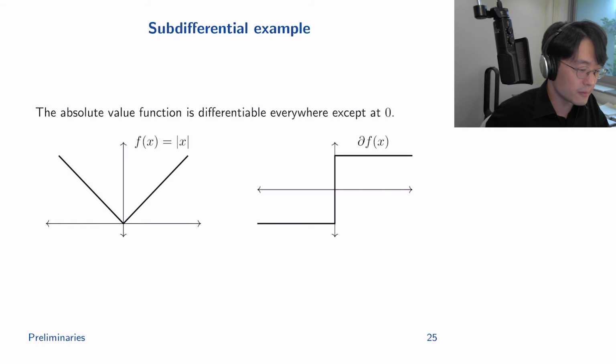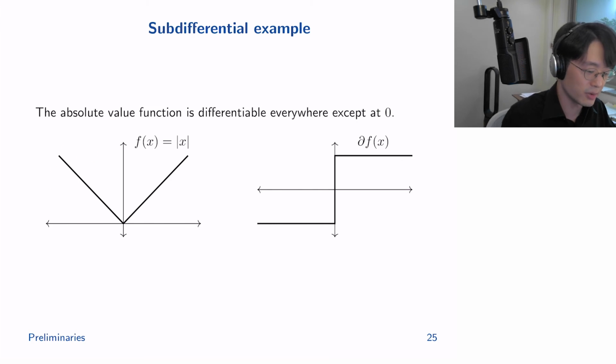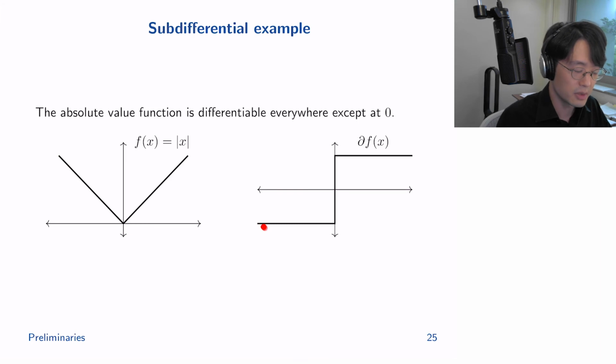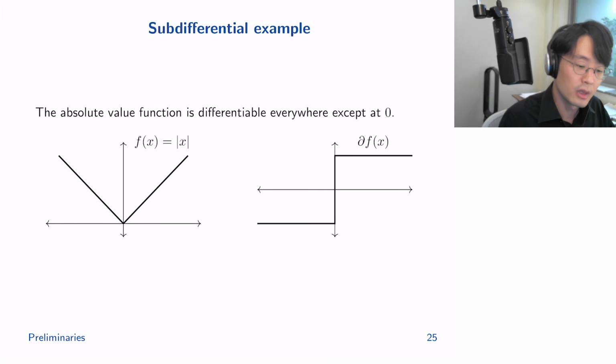So here is an example. The function f of x equals absolute value of x, in one dimension, is a CCP function, and it is differentiable everywhere except at this pointy corner. In this region, the function is differentiable and its derivative is -1, so the subdifferential is a singleton containing the value -1. In this other region, the function is again differentiable and its derivative is +1, so the subdifferential is a singleton containing the value +1.